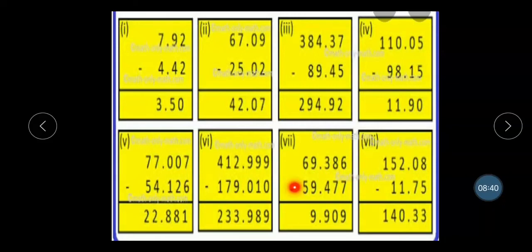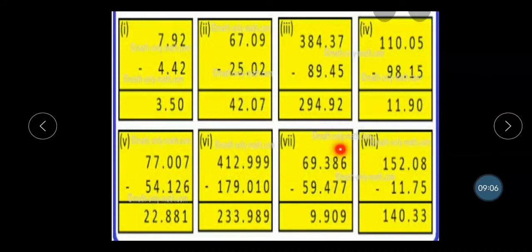Seventh one, 69.386 minus 59.477. Let's start our subtraction. 7 cannot be subtracted from 6 as it is small. So 6 will become 16 by borrowing from 8. So 16 minus 7, we get 9. As we have borrowed, 8 will become 7. 7 minus 7, we get 0.